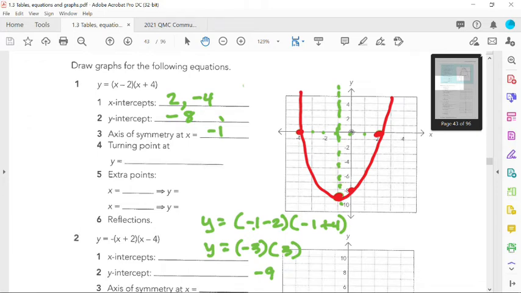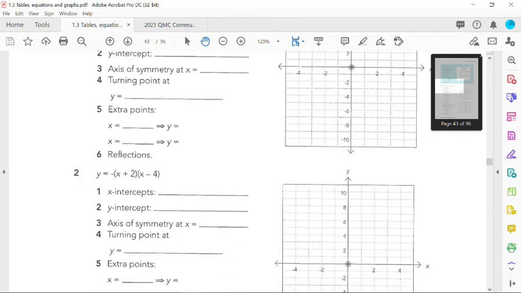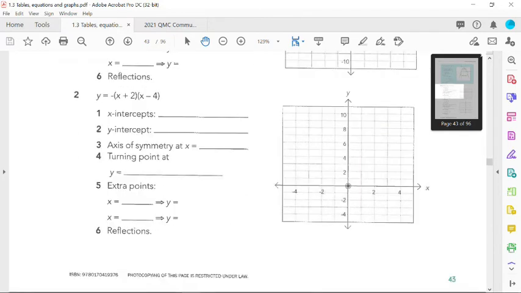Okay? All right, guys. So let's just look at another one. What I want to do is just look, see what else. What do I know about this one because it has the minus?